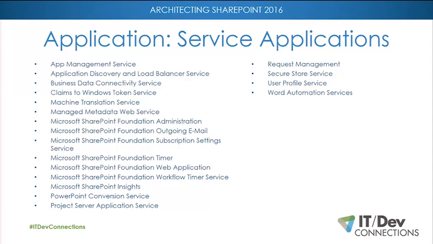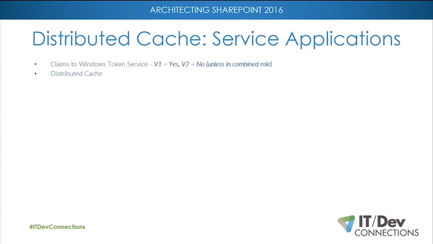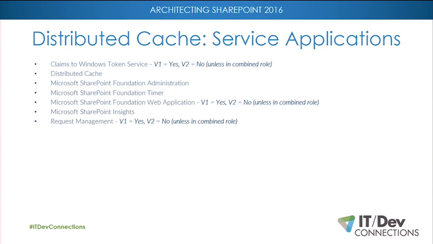So application and front end are probably the biggest ones that you'll end up with. If you then decide to go with a distributed cache server, there are some changes here, and some changes that I want to highlight. Right now, in version 1 of MinRole, there's a couple of components that will get pushed. The Claims to Windows Token Service is enabled. If you do a distributed cache, it's enabled by default. Also the SharePoint Foundation web application and the Request Management. All three of those are enabled by default in MinRole version 1. So for those that have it in lab right now, that's what you have.